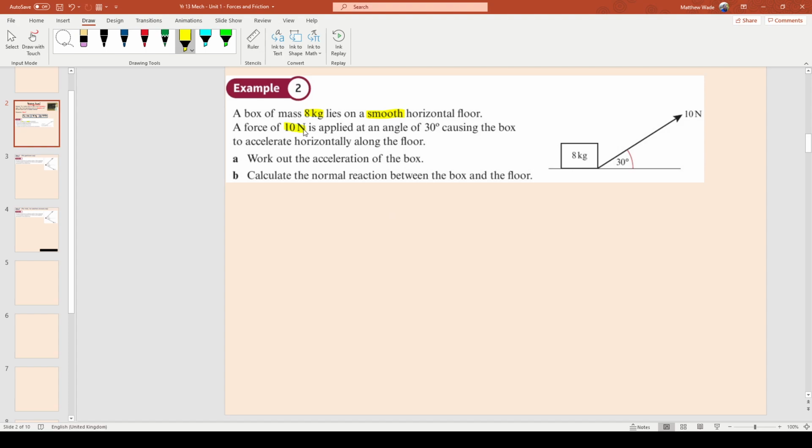A force of 10 newtons is applied at an angle of 30 degrees. Now this 30 degrees is what separates this question from a year 12 question. So it is a year 13 question now, simply because the force is at an angle. It's not going to be any bother to us at all, though. You're going to love it. And it causes the box to accelerate horizontally along the floor. Calculate the acceleration of the box.